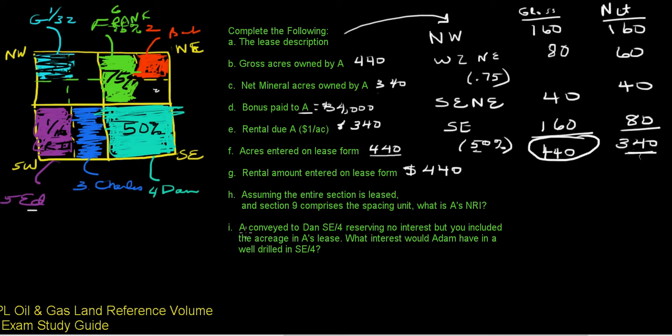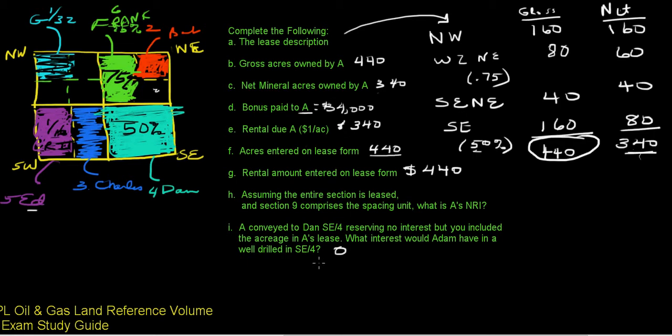Let's do this one. A conveyed to Dan the southeast quarter. All right, so A conveys to Dan this entire southeast quarter, but doesn't reserve any interest. What happens if you include this southeast quarter on the lease? What interest would A have in a well drilled in the southeast quarter? And the answer, he would have no interest because he owns no interest. It's irrelevant that you put it on the lease itself.